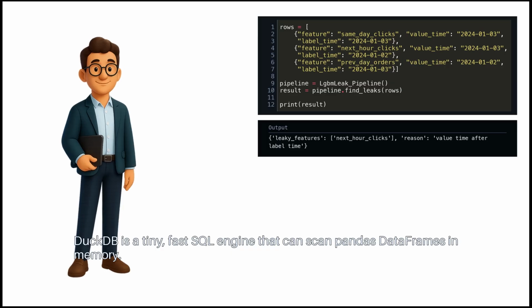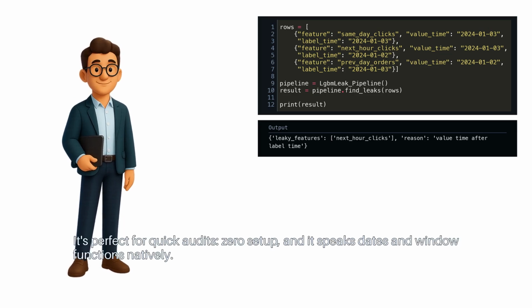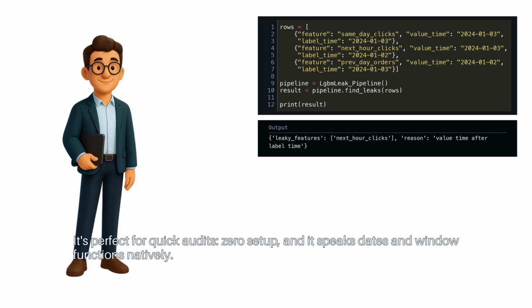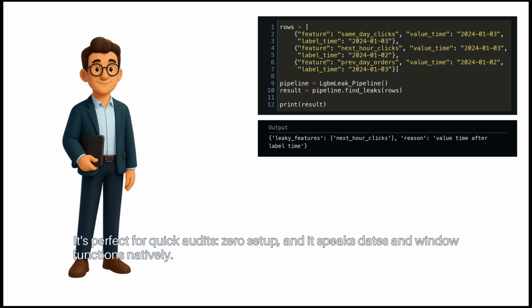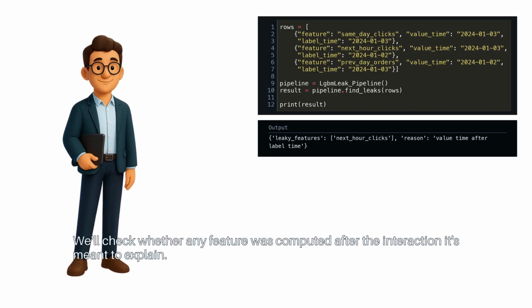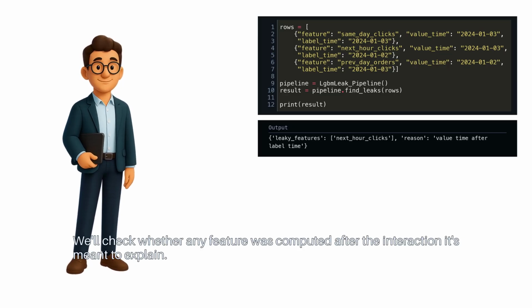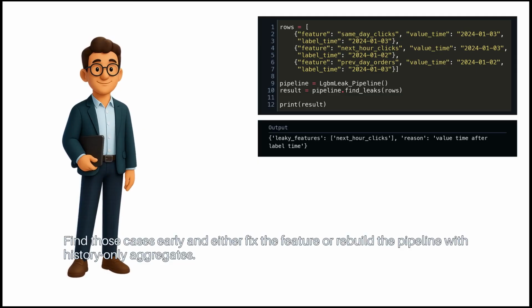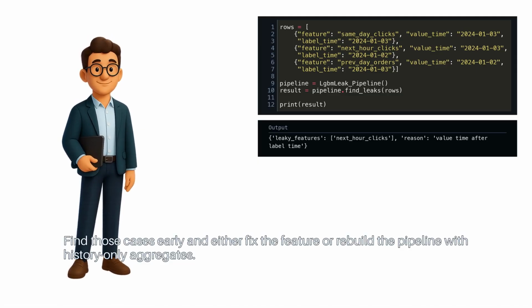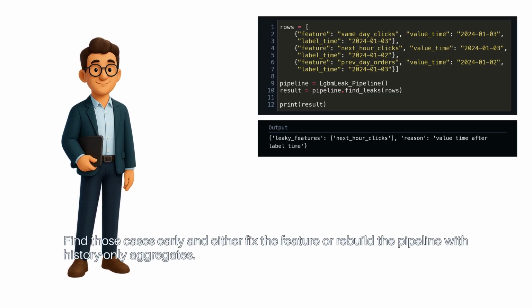DuckDB is a tiny, fast SQL engine that can scan pandas data frames in memory. It's perfect for quick audits, zero setup, and it speaks dates and window functions natively. Here's the plan. We'll check whether any feature was computed after the interaction it's meant to explain. Find those cases early and either fix the feature or rebuild the pipeline with history-only aggregates.